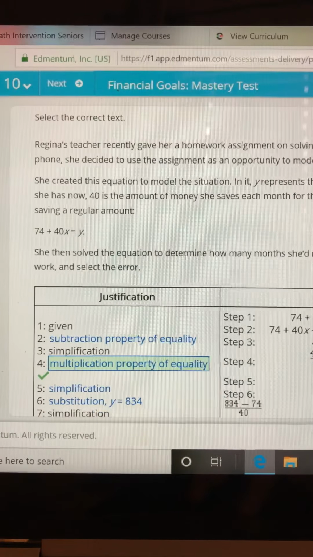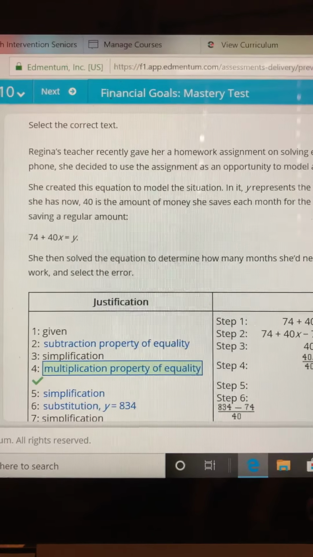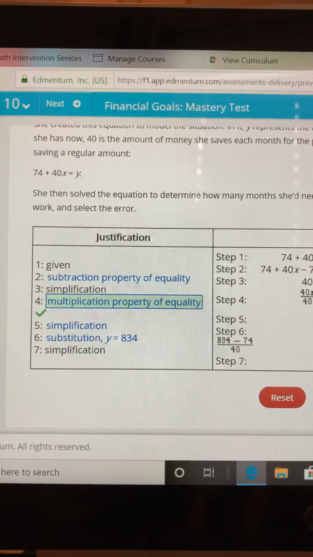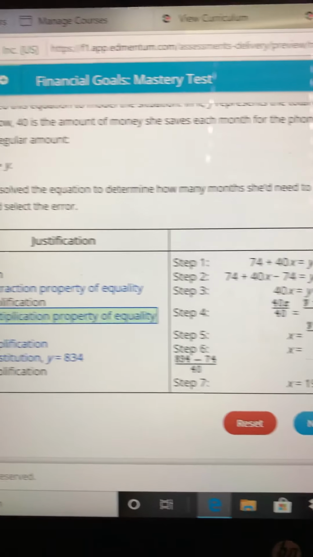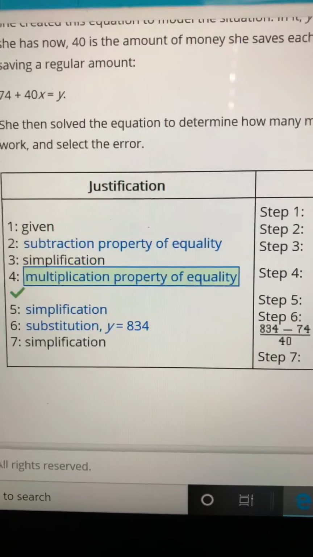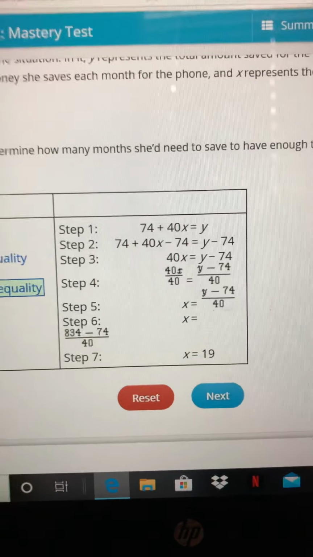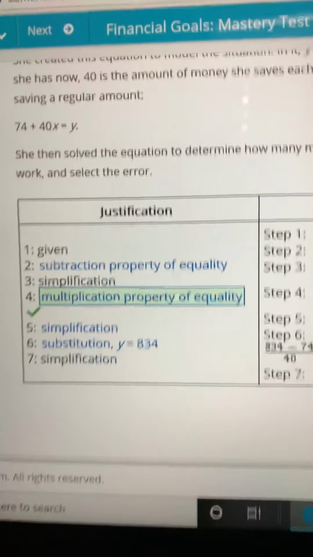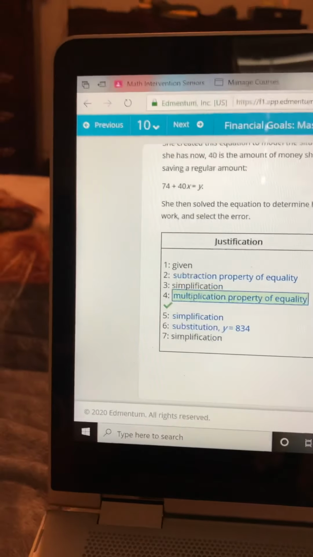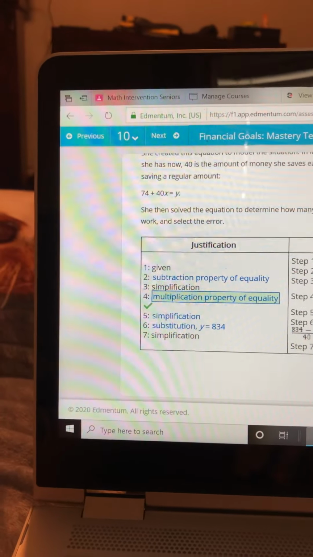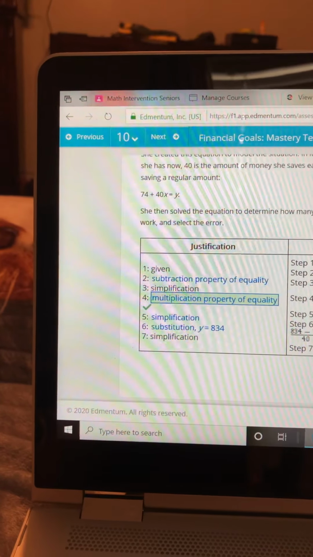She then solved the equation to determine how many months she'd need to save to have enough to purchase the new cell phone. Review her work and select the error. Alright, so here's what it looks like. And they have a check mark on multiplication property of equality, because she wasn't multiplying right here, she's dividing. So that's the mistake, multiplication property of equality. So this is help with Unit 1, Lesson 3, that's called Financial Goals.